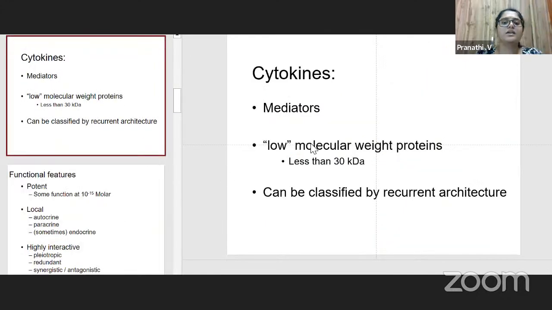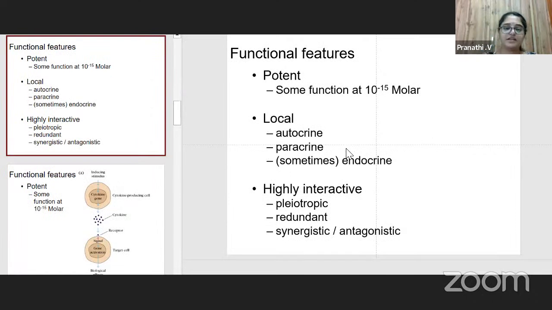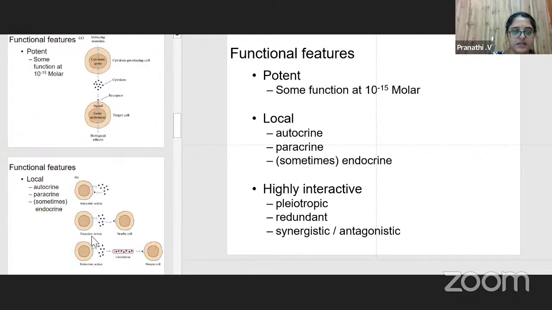So when it comes to the cytokines, they are mediators with a low molecular weight, and they are potent, and they are present in the body as hormones mostly. They are autocrine, acting on the self cells, paracrine on the neighboring cells, or endocrine, wherein their site of action is away from the site of their production. And they are highly interactive in nature. They have different functions, so they go to different cells. So, they are pleiotropic in nature, they are redundant, they are antagonistic in nature.